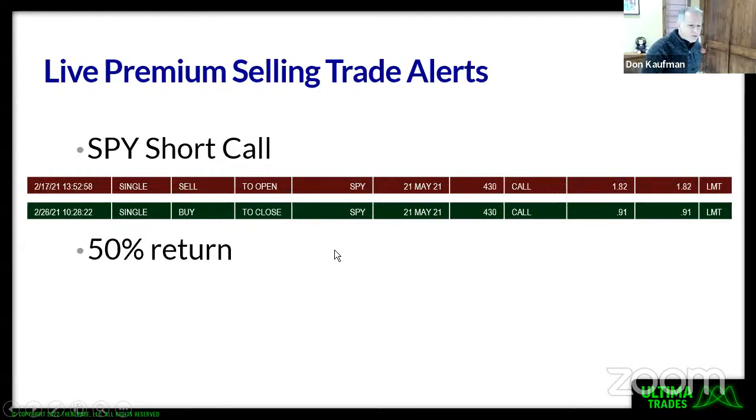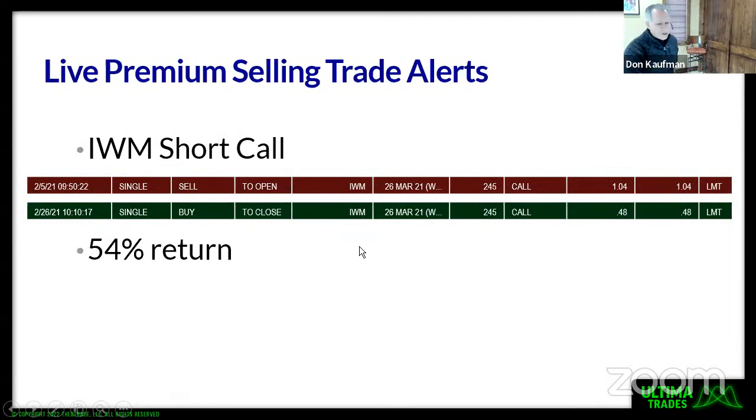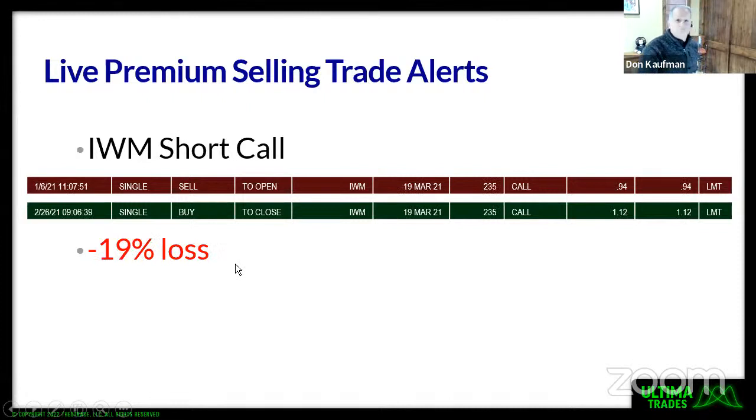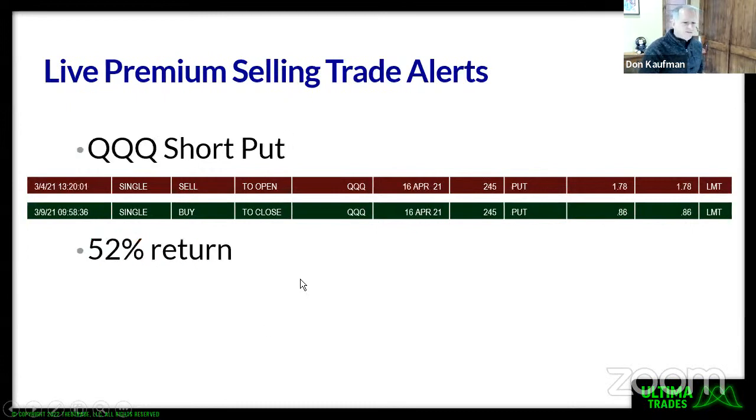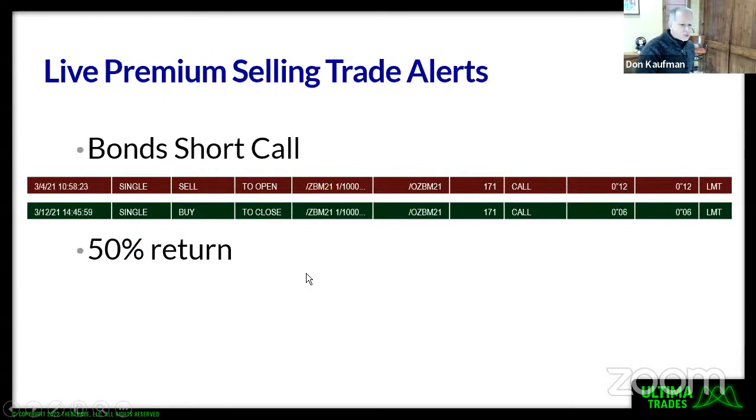As I start to run through, you guys are going to see every single trade that I've actually done in this particular portfolio. By the way, most of the returns are around what? 50%, 50%. Here's a 19% loss. Look, it happens. Here's an option I sold for 94 cents, covered it for $1.12. 54%, 52%. And I'm just scrolling through.